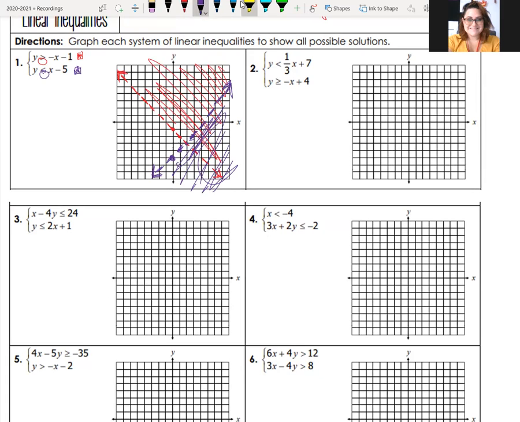And where do our two shaded regions match? They match here, where our red and purple combined. And a solution to that is just going to be any one of these random points that we see. So right here could be a solution, or here could be a solution, or here could be a solution. They're all solutions. So let's go ahead and do one more.